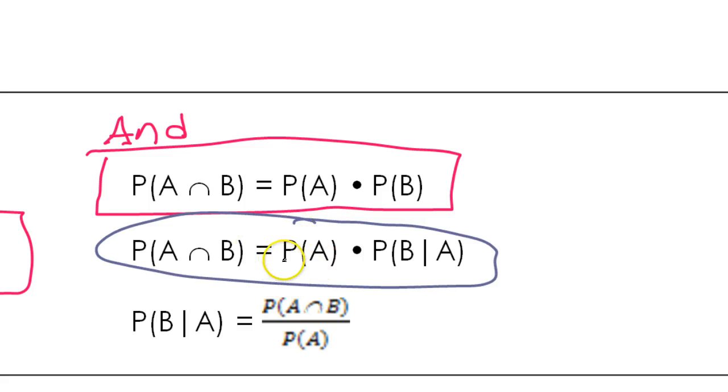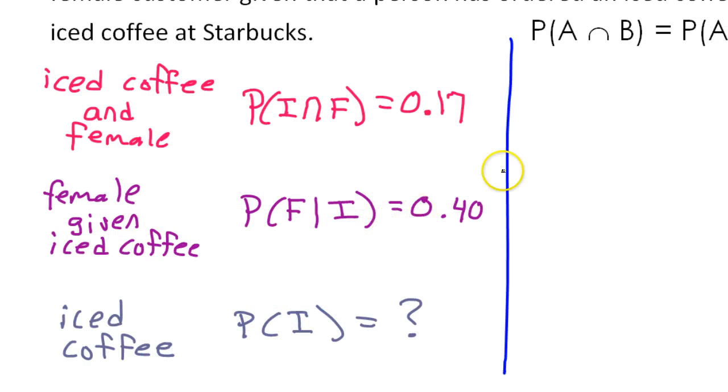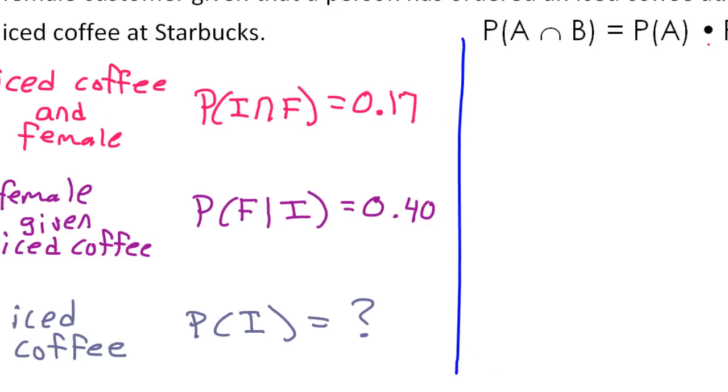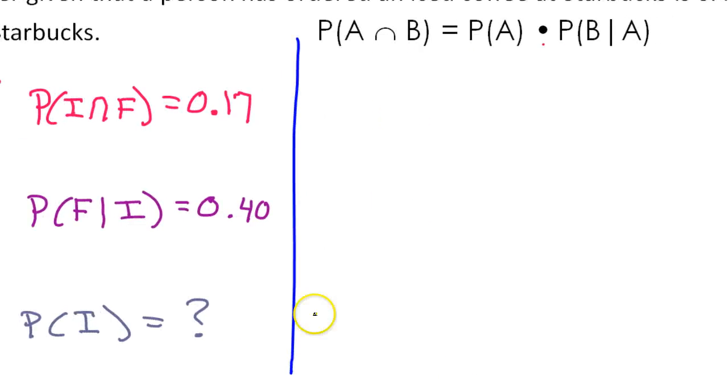So I'm just going to copy this over and use it. This time I think I'll change over, so instead of using A's and B's, I'll go ahead and use I's and F's, just to show that it doesn't have to be A's and B's. So let me rewrite this formula using these letters. Instead of the probability of A and B, I'm going to write the probability of I and F.